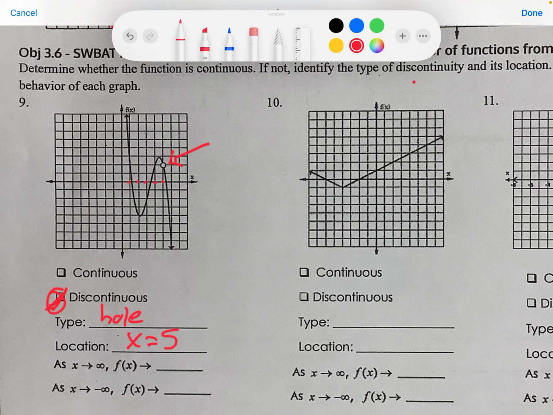X equals 5. For end behavior, as x goes to infinity, f of x approaches, well, I imagine myself as somebody who's walking off into the distance. I go that way, and am I going up or down, or am I flattening out? And it looks to me like this person is going to go way down when they go down that hill. So f of x approaches negative infinity as x goes to infinity.